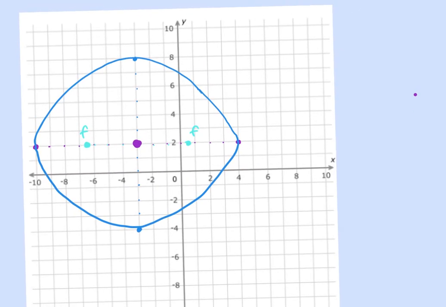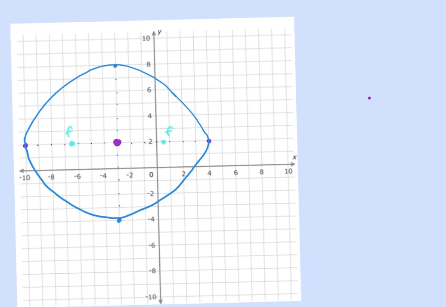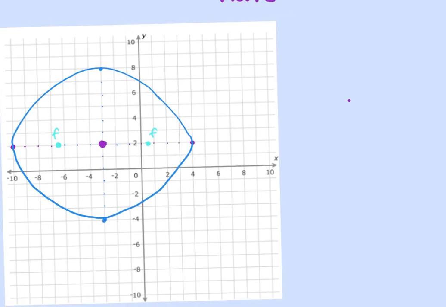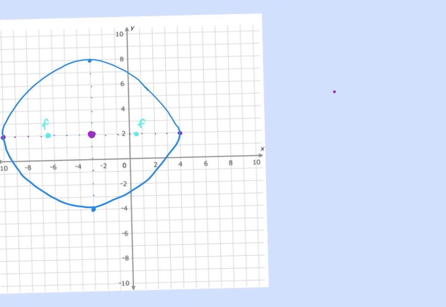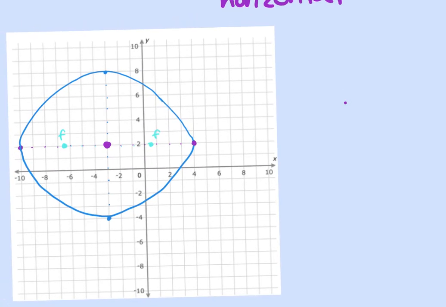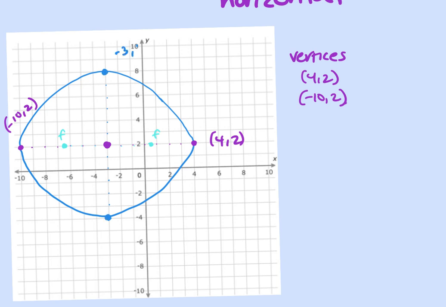I can use my graph to get all the coordinates of my vertices and stuff like that, or I could adjust the x by adding and subtracting 7, adjust the y by adding and subtracting 6. If I get it from the graph, this coordinate point is 4, 2, this coordinate point is -10, 2, and those would be my vertices. The coordinate point at the top and the bottom, this would be -3, 8, and this would be -3, -4. Those are my co-vertices.